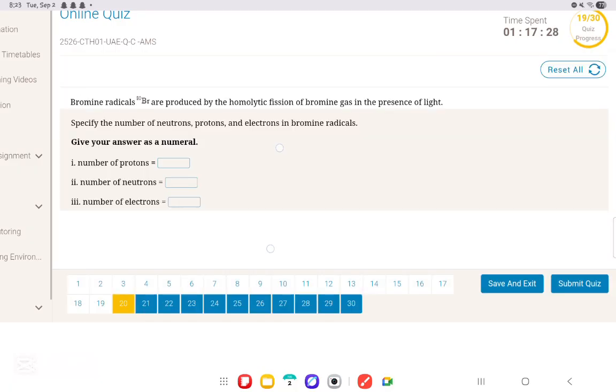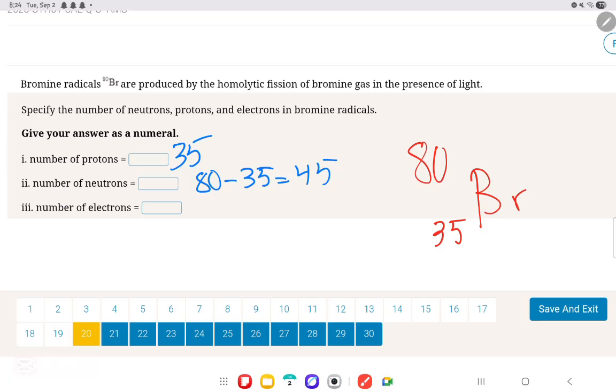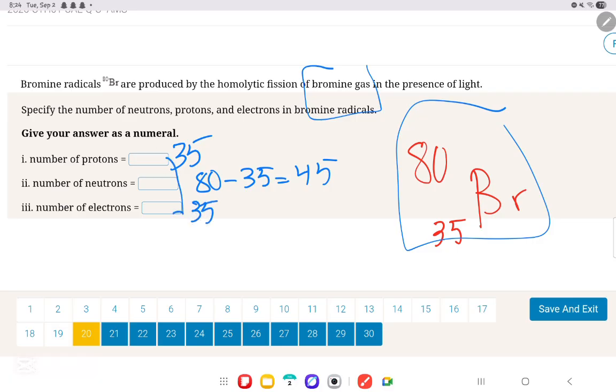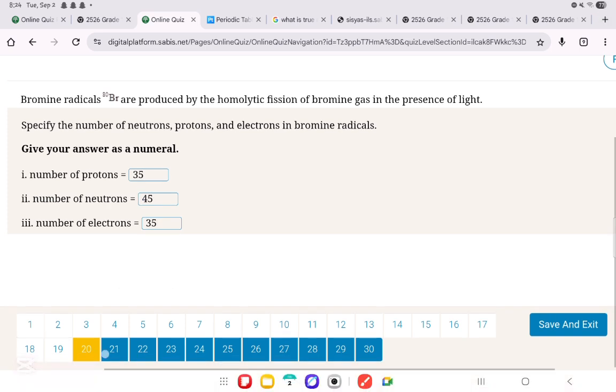Okay, we have 80 bromine. And let us look at the periodic table. What is the atomic number of bromine? It's 35. So 80 bromine, 35. How many protons does it have? It has 35 protons. How many neutrons does it have? 80 minus 35, which is what? Which is 45. Now, because we are dealing with an atom, bromine gas, it does not have a charge. It's going to have the same number of protons and the same number of electrons. So 35, 80 minus 35, which is 45. And then 35 again. Let's move on to question number 21.